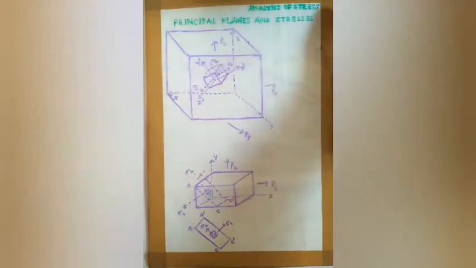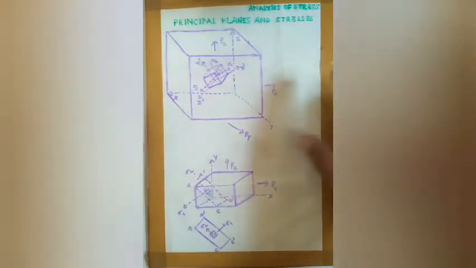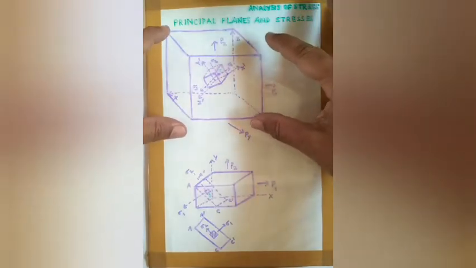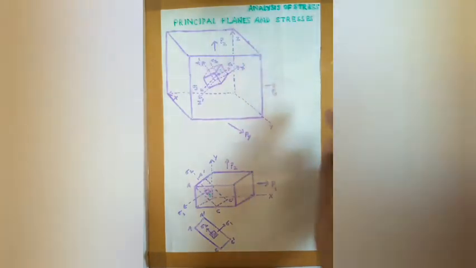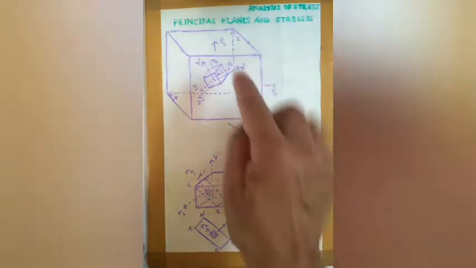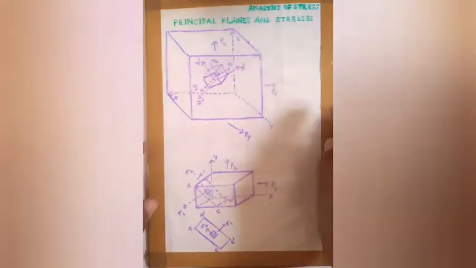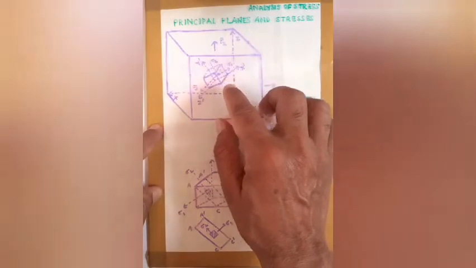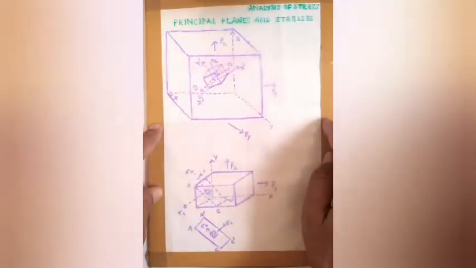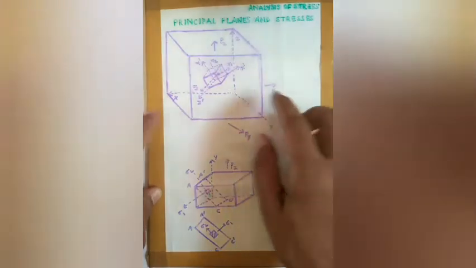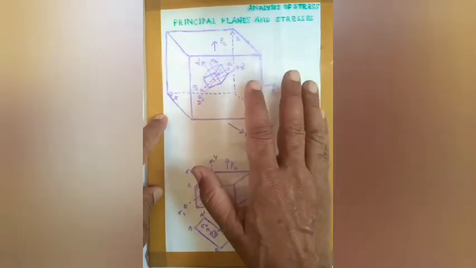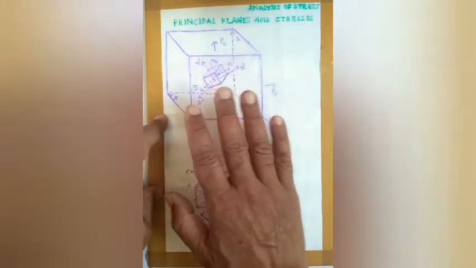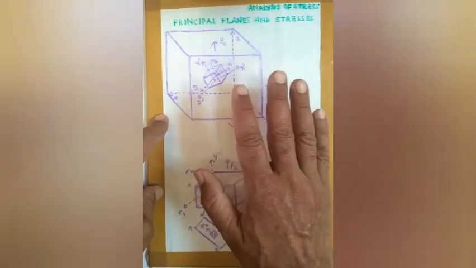So in the chapter analysis of stress, let us understand today principal planes and stresses. First, let us consider a three-dimensional object which is acted upon by three-dimensional stresses: in x direction Px, y direction Py, and in z direction Pz. Then at any point of this stressed object, say O, there exist three mutually perpendicular planes on which the stress is wholly normal and shear stress does not exist on any of these planes.